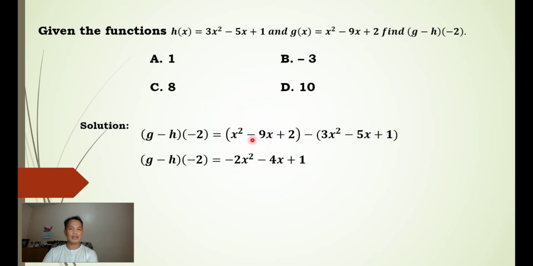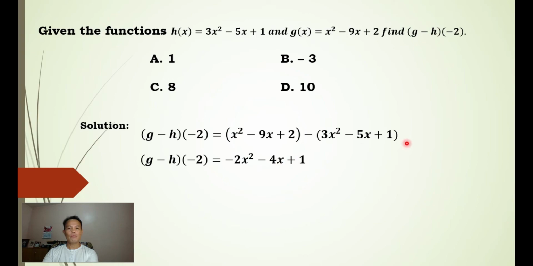So we have negative 9x minus negative 5x. Since it is minus, again we change the sign. So this becomes negative 9x plus positive 5x. Okay, minus, so change the sign of the subtrahend, this becomes positive and becomes addition. So this becomes negative 9x plus 5x. So that is negative 4x.